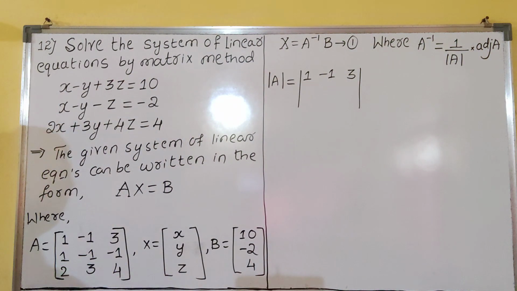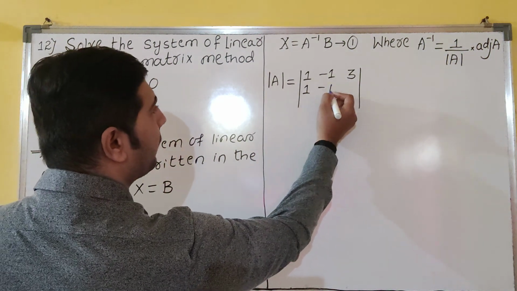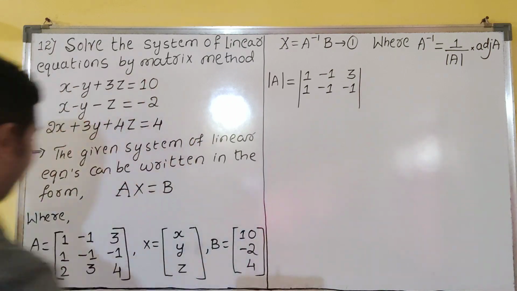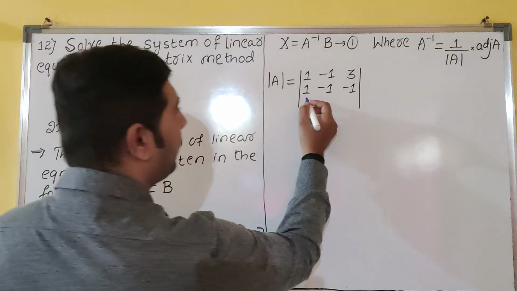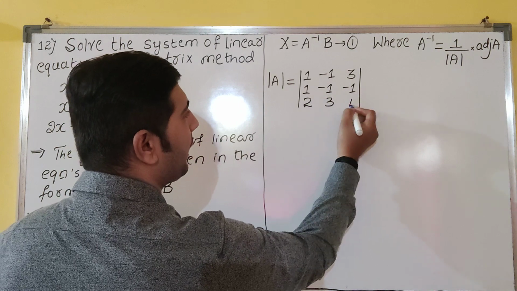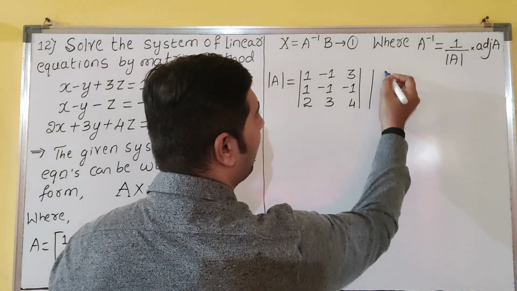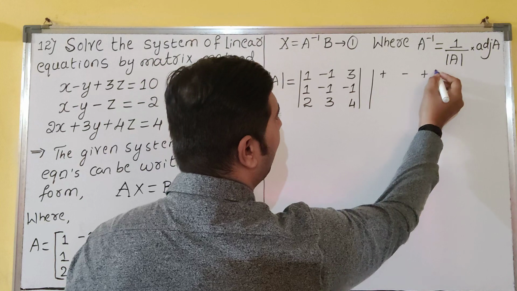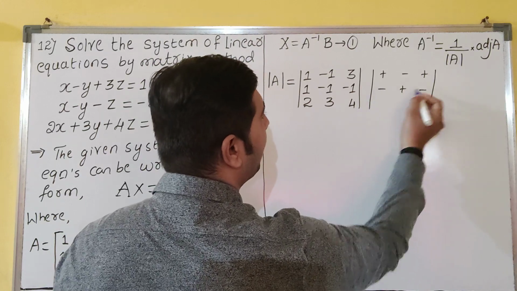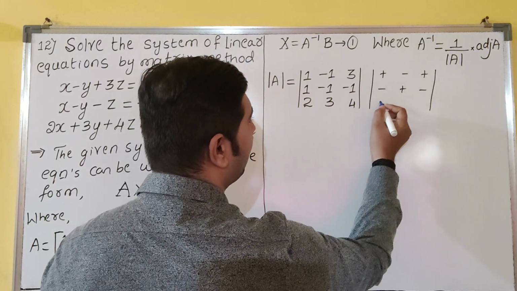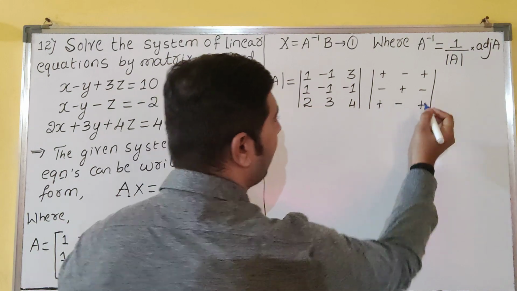1 minus 1 minus 1. 2, 3, 4, dear students. And you know the formulas very well. These signs are very well known to you now. Plus, minus, plus, minus, plus, minus, plus, minus, plus.